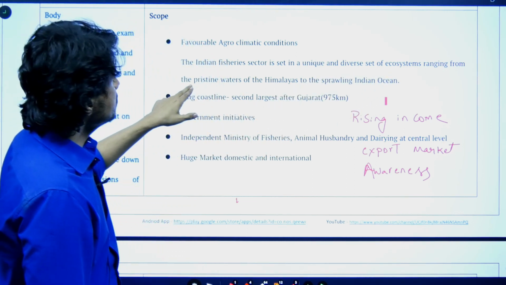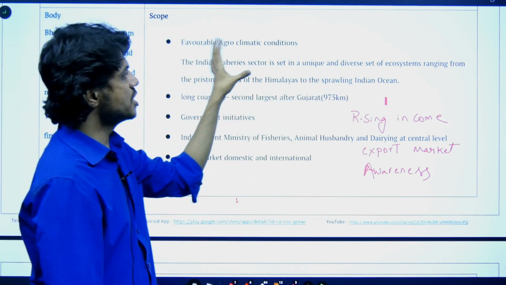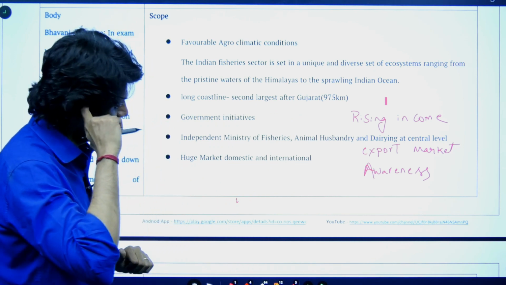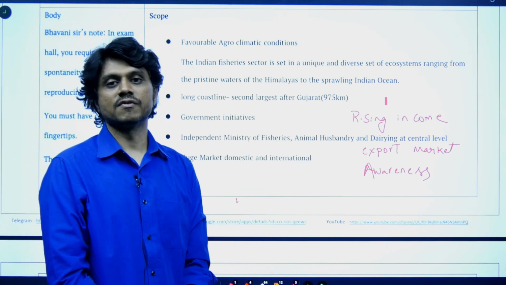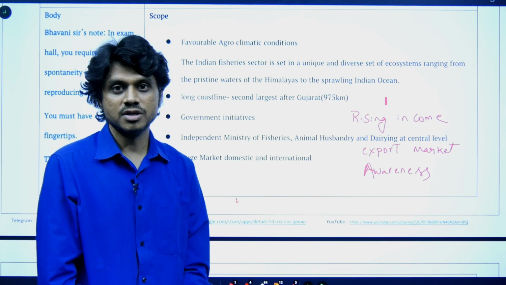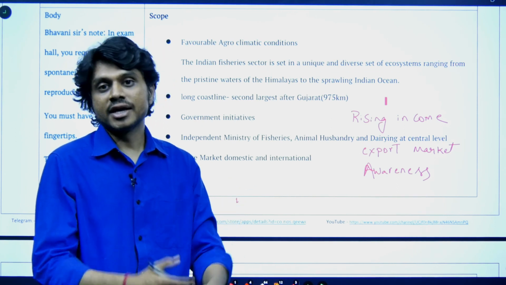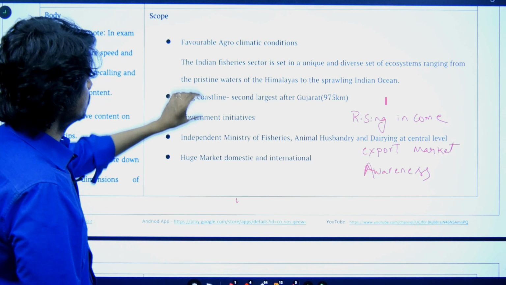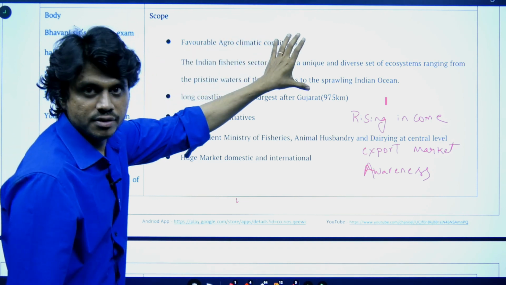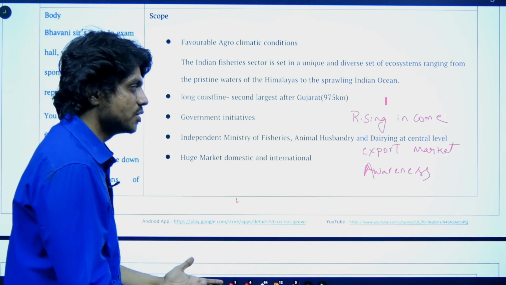With a set of ecosystems ranging from the pristine waters of the Himalayas to the sprawling Indian Ocean. Though it is a question relevant to AP, I have given that point. For Andhra Pradesh, it has the second largest coastline. What you can talk about is agroclimatic conditions with a good amount of both natural and man-made water bodies. We have different types of water bodies or ecosystems, freshwater ecosystems or marine ecosystems. We have estuaries, deltas, man-made tanks, ponds, all these things. So this is the geographical aspect. Utilize the same format for the food processing sector, animal husbandry, livestock, poultry or anything.